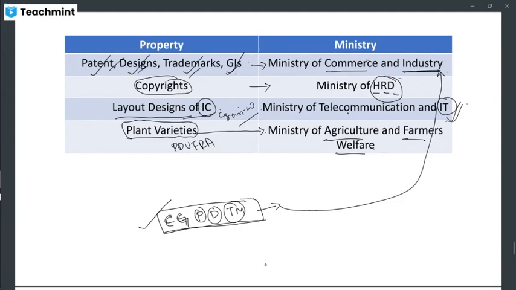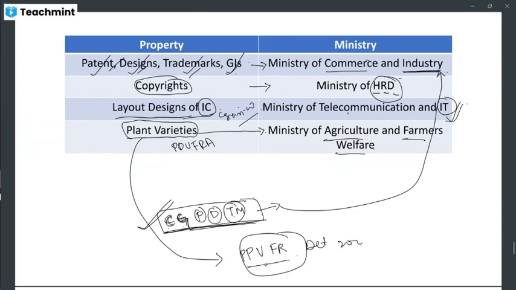Whereas plant varieties come under PPVFRA. The designs, patents, and trademarks come under the Controller General, while plant varieties come under the Protection of Plant Varieties and Farmers' Rights Act, 2001. Please make a note, and also note which forms of protection come under which ministry.